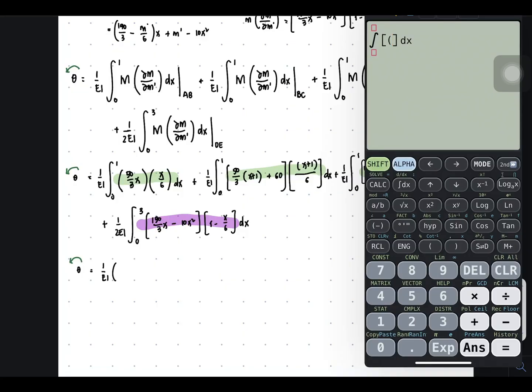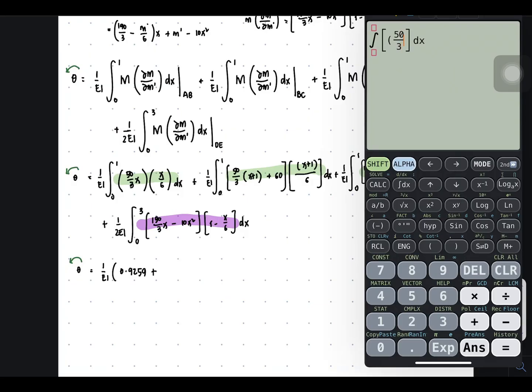So the integral would be 50 over 3 x, oops, what happened? x, and then times x over 6, and the limit is from 0 to 1. So the answer is 0.9259 plus. We have the next integral.